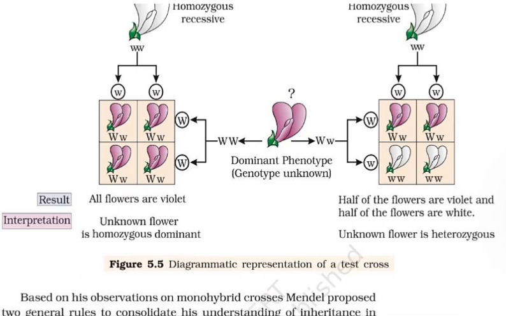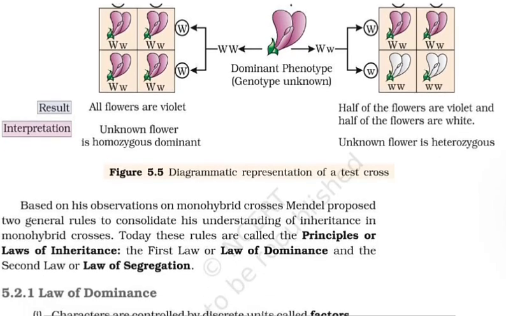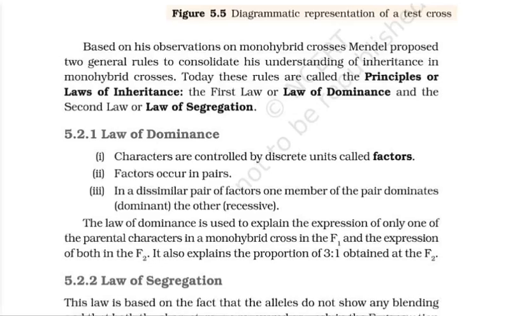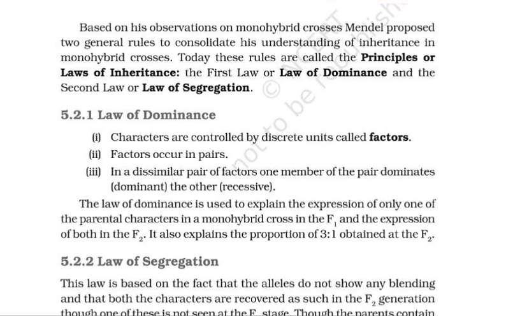Based on his observations on monohybrid crosses, Mendel proposed two general rules to consolidate his understanding of inheritance in monohybrid crosses. Today, these rules are called the principles or laws of inheritance: the first law or law of dominance, and the second law or law of segregation.